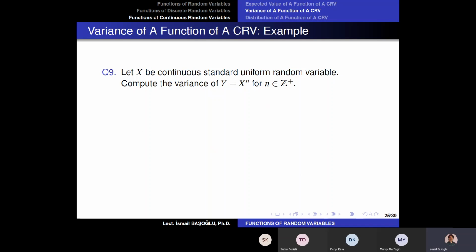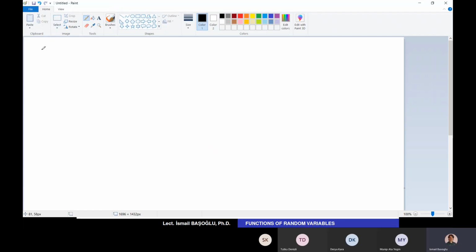So let's just say x is a continuous standard uniform random variable. Okay, x is a continuous standard uniform random variable. And we would like to calculate the variance of x to the power n. So y is a function of random variable x, which is calculated as x to the power n. We would like to calculate the variance of y. Y is a function of that random variable, which is again random. And n is a positive integer. We are supposed to calculate the variance of x to the power n. Okay? So the question is basically asking us this: what is the variance of y?